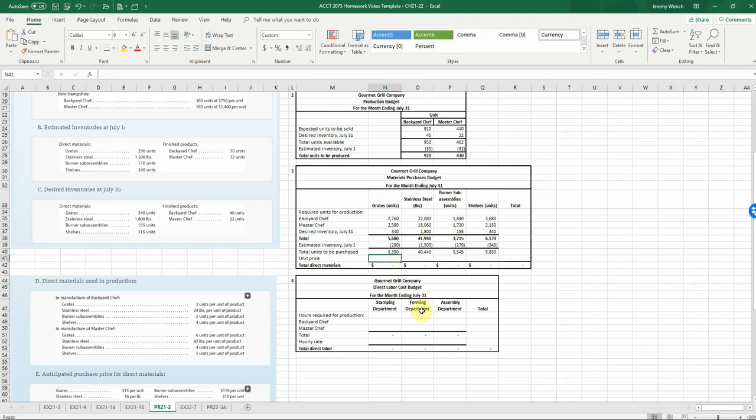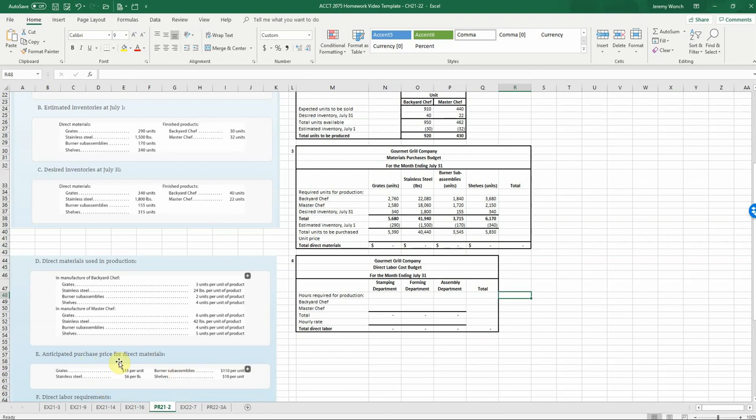Now we just need to plug in the unit price, and so we have that down here. So grates are going to be $15 a unit. Stainless steel are going to be $6. Burner assemblies are going to be $110, and shelves are going to be $10. So we plan on spending $771,740 in materials. So all right, so the last thing that we need to put together is our direct labor cost budget.